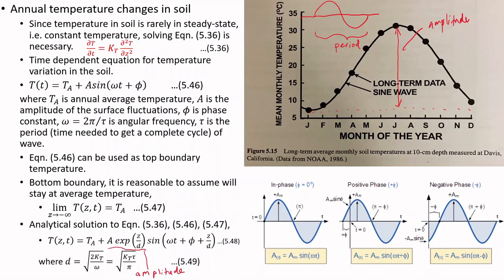Okay, now let us look at the annual temperature changes in the soil. Since temperature in the soil is rarely in steady state, it means temperature in the soil is changing. For example, a constant temperature is not possible. The temperature is always changing. So solving equation 5.36, which we already described in the previous slide, it's a soil conservation equation.